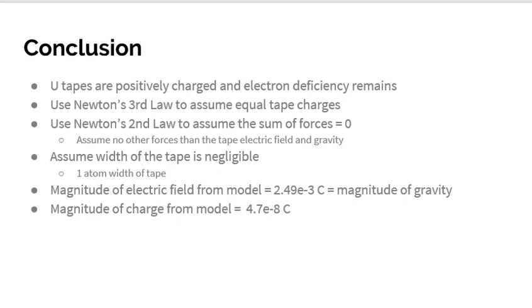Deviations may have occurred from error in measuring the floating distance between the two tapes, as well as the fact that the tapes did have a significant width, so the tape could be more accurately represented as a series of parallel line charges. Also, slight differences in amount of skin contact of the two tapes would affect the magnitude of the charge. Overall, I found that the magnitude of the electric field is 2.49 times 10 to the negative 3 coulombs, equal to that of gravity, but with a charge of 4.7 times 10 to the negative 8 coulombs.